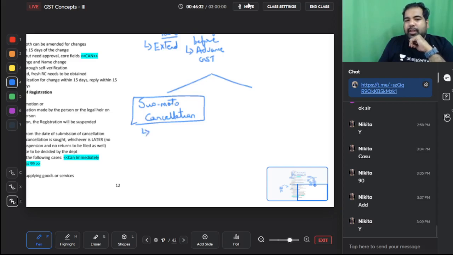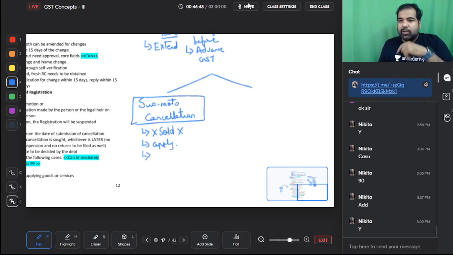Why will you do suo motu? The business is shutting down. The business is being sold. The owner is no more. There can be many reasons when you cancel a registration. How? You go online and make an application for cancellation. When you apply, you need to tell them the date you want to cancel. Let's say today you apply on 27th Feb and you say that I want the cancellation done from 15th March.